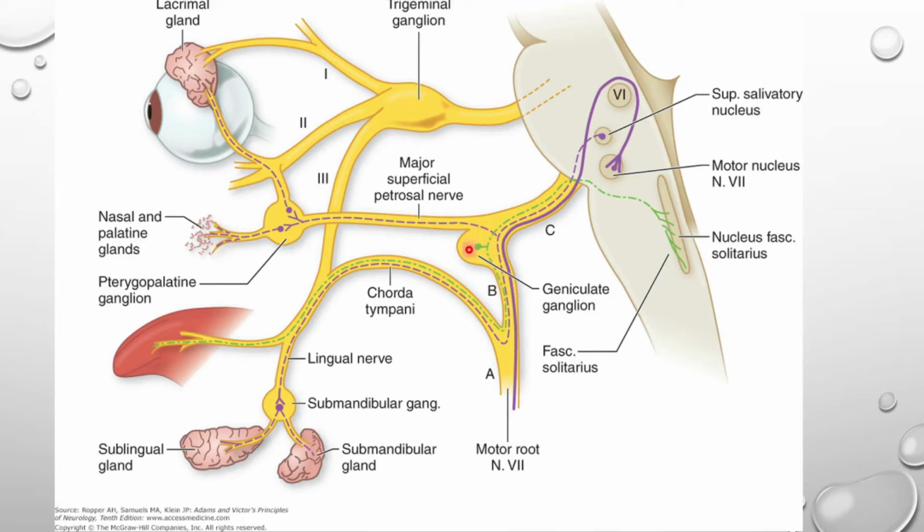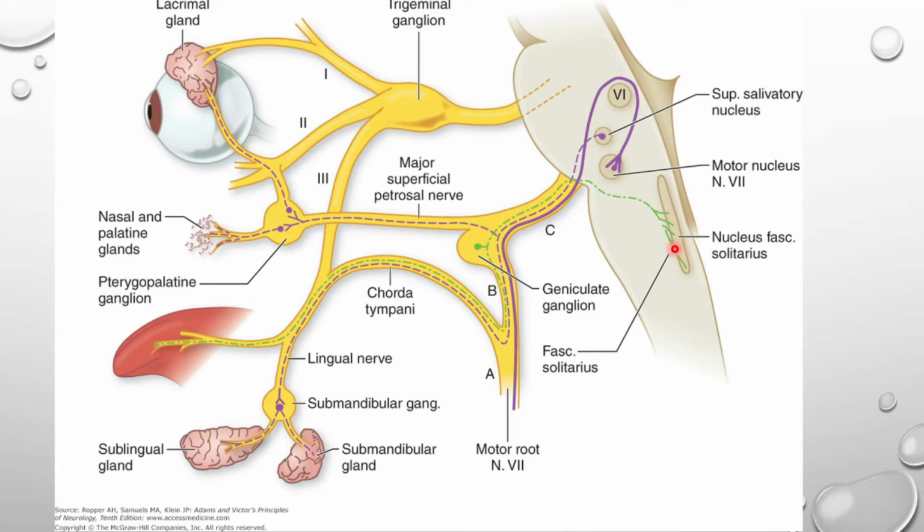And we'll see that there's a little cell body sitting here because it's a sensory neuron, and we call this the geniculate ganglion. This runs back to the brainstem to a nucleus called the solitary nucleus here. So that's the taste function of the facial nerve.